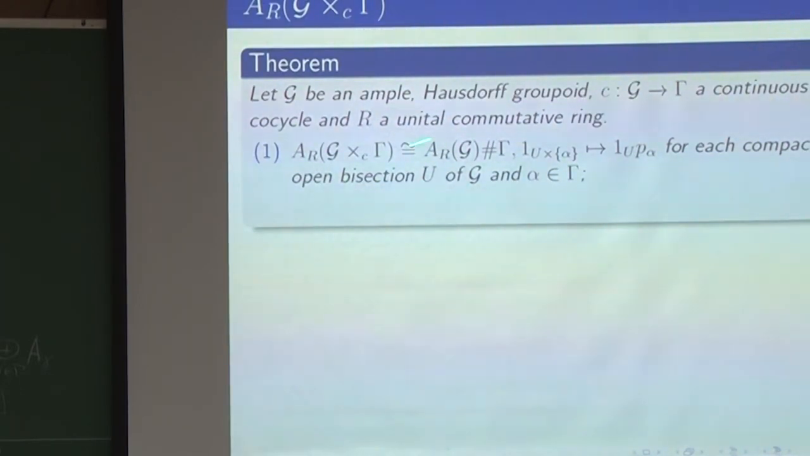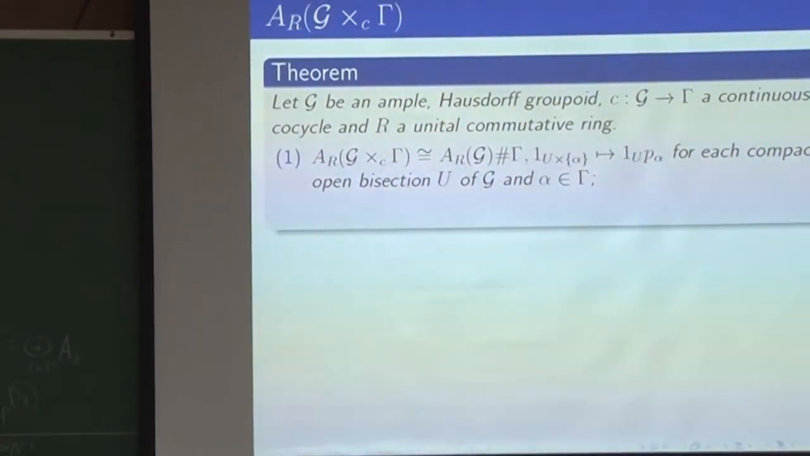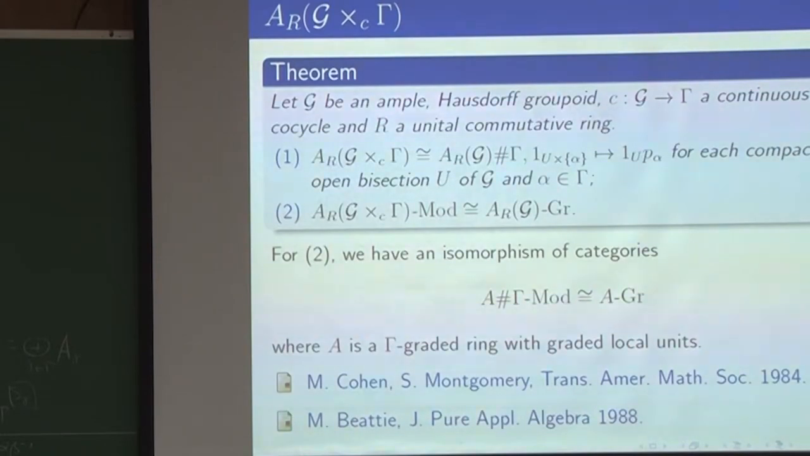So for the proof of this isomorphism, in fact we can define a map, a homomorphism from the Steinberg algebra of the skew product to this smash product. We define a representation, then we prove that it's injective and surjective. Then the second part, we have this isomorphism between these two categories. The left is the unital modules over this algebra, and this is the unital graded modules for the Steinberg algebra. In fact, to obtain the second result, we can have a more general result. For any graded ring A with graded local units, we can have this isomorphism.